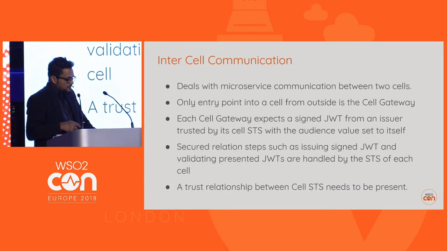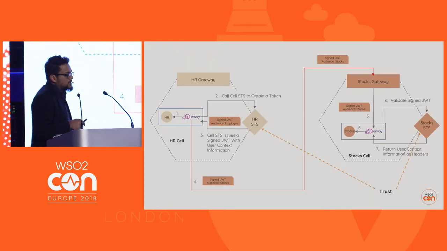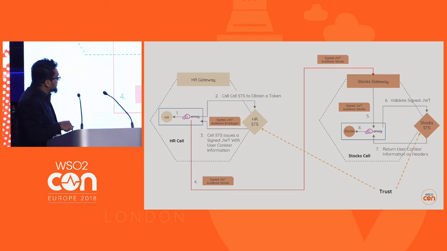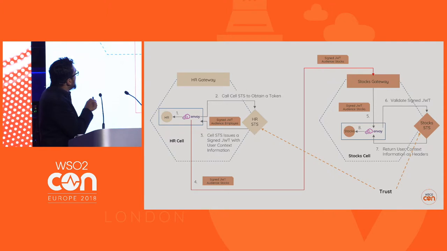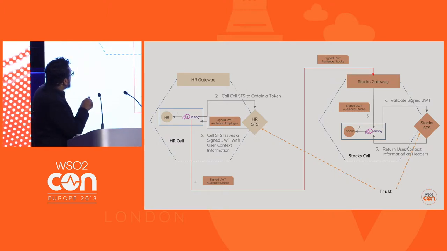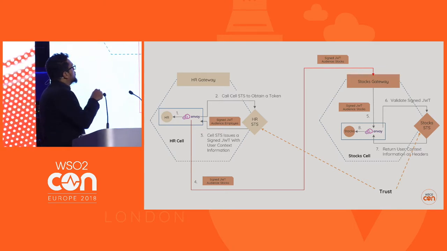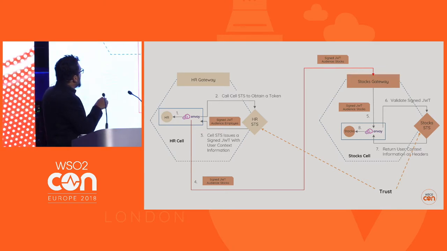So this diagram is looking at that step. Pay attention to this red line. What we are trying to do is make a call from this particular HR service to this particular stock service. So I'm trying to make this call, right? As a service author, I will use the proper URL, and I will make this call. I have already received a JWT with audience set as employee.